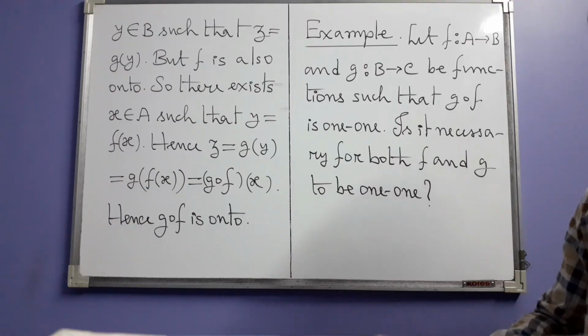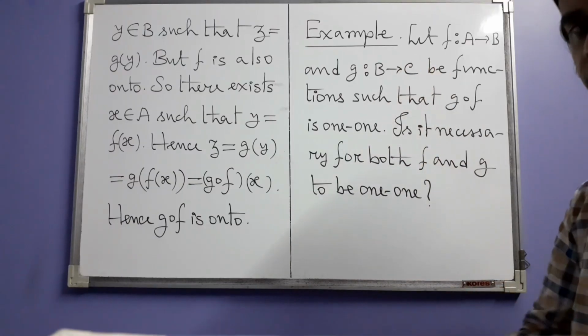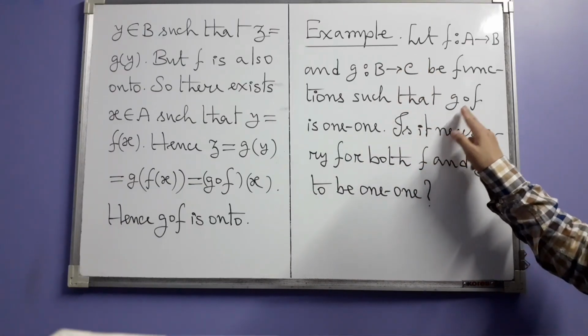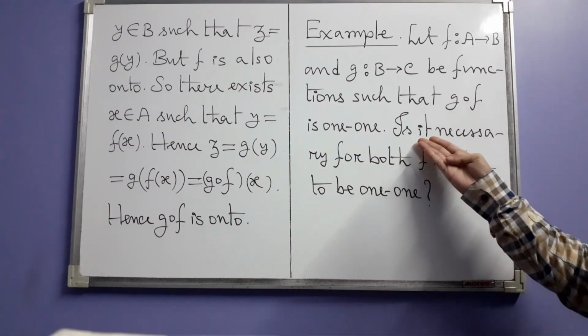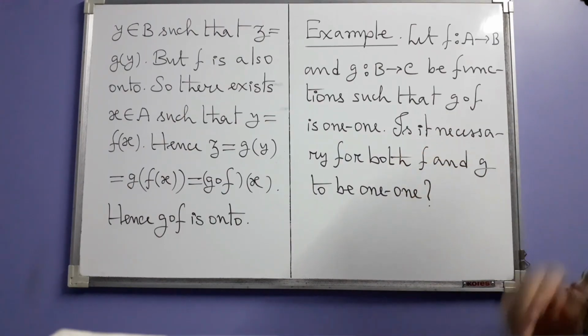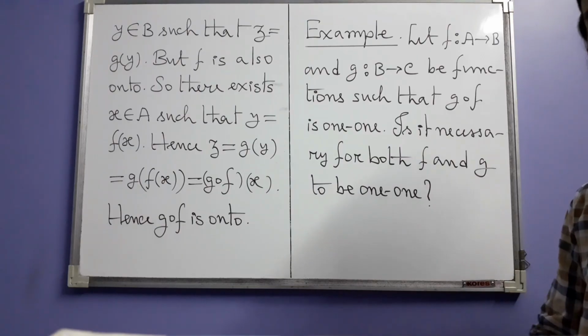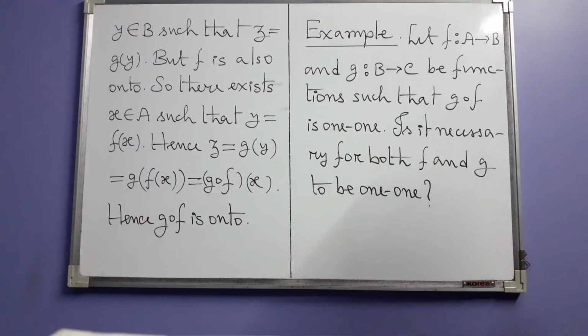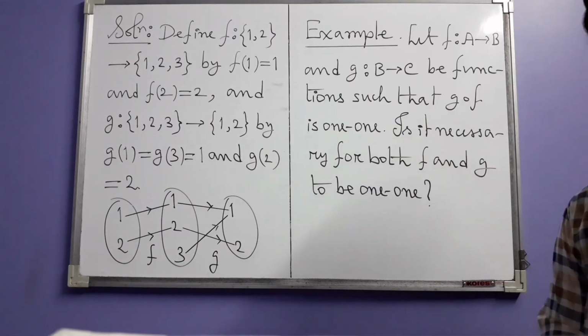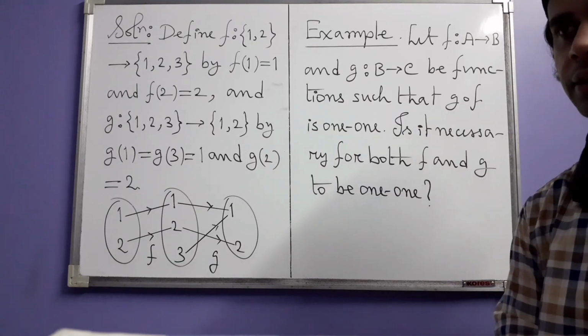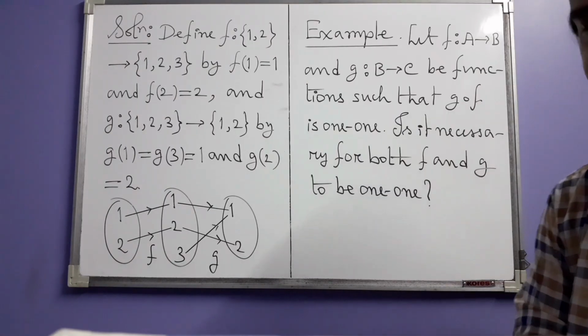Okay, it's not given whether the functions themselves are 1-1, it's however given that the composition is 1-1, and in fact that is the question. Is it then necessary for both f and g to be 1-1? That's what we have to answer now. And the answer is no. It's not necessary for both f and g to be 1-1. They may be, but they may not be also.